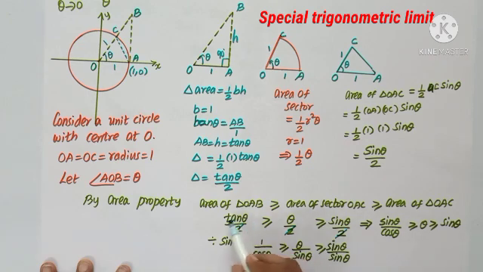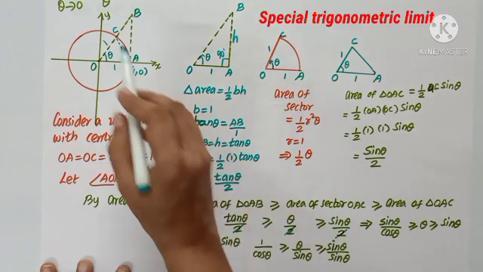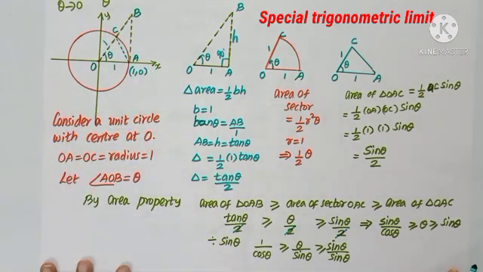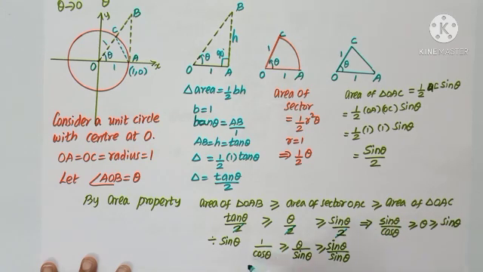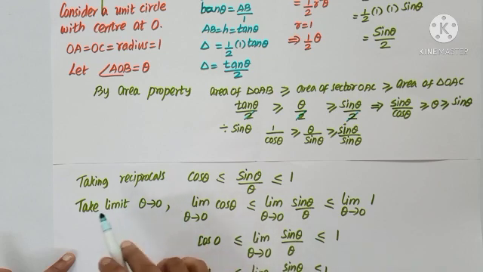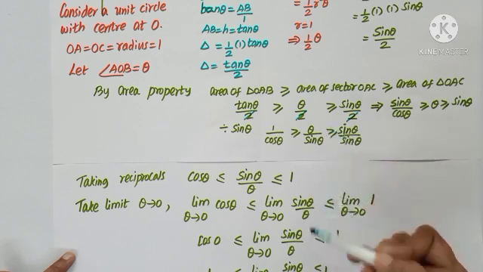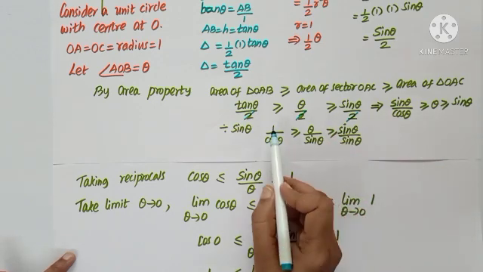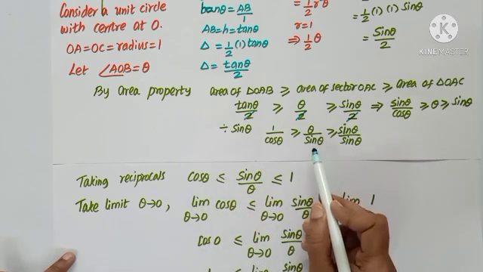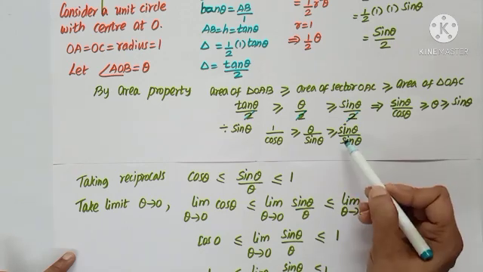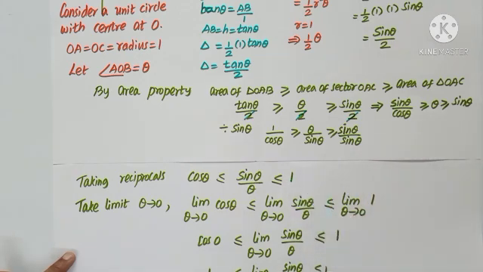Now tan theta can be written as sin theta by cos theta. My question is sin theta by theta. So what we do? Throughout, let me divide by sin theta. So sin theta cancels, theta by sin theta. Sin theta by sin theta becomes 1. Taking reciprocals, because my question is not theta by sine theta but sine theta by theta. As I take reciprocals, 1 by cos becomes cos, theta by sine theta becomes sine theta by theta, and here reciprocal of 1 is again 1.